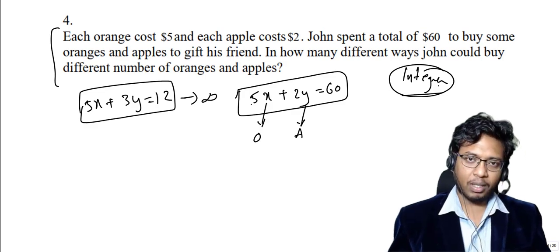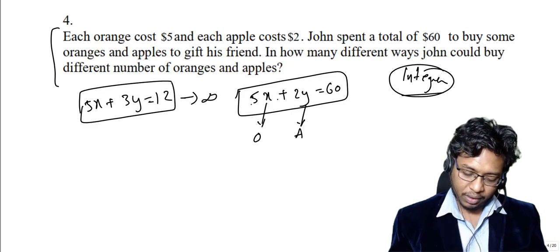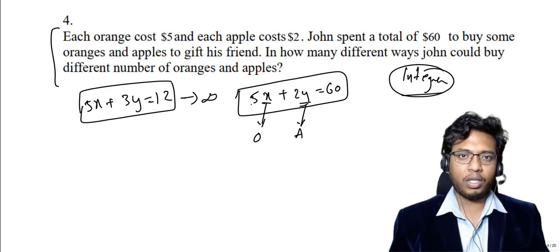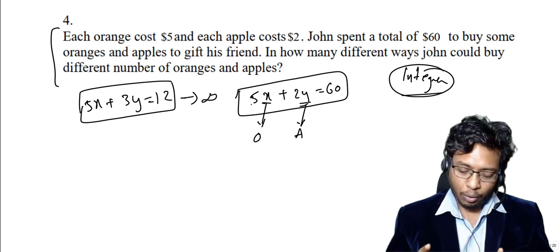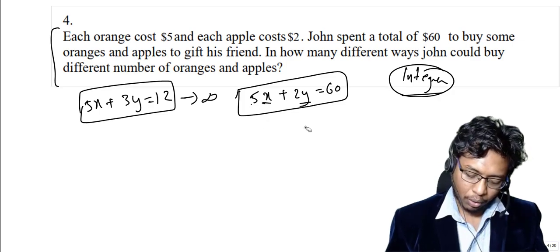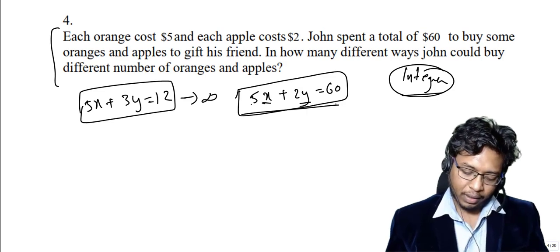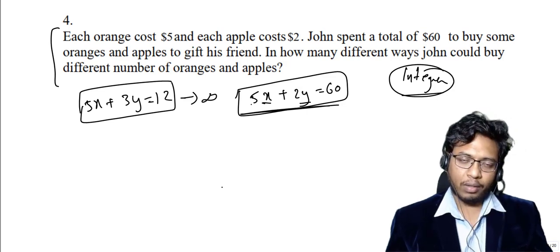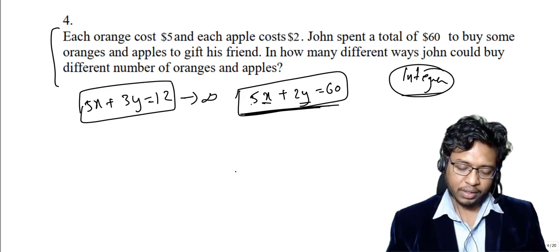So here the implicit condition is he has to buy only in integral values. That means here x and y can only be integers, they cannot be fractions or decimals. So that is the condition here. Now depending on this condition we can solve this question. See here, the meaning of this linear equation is, when I explain coordinate geometry, it will be easy for you. This is a line equation, right? 5x plus 2y is equal to 60 is the equation of a line.